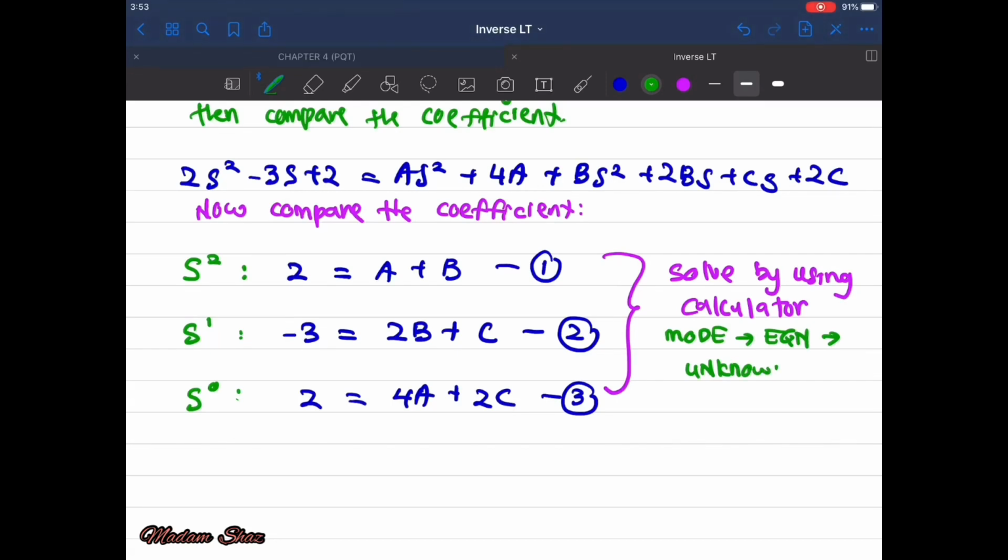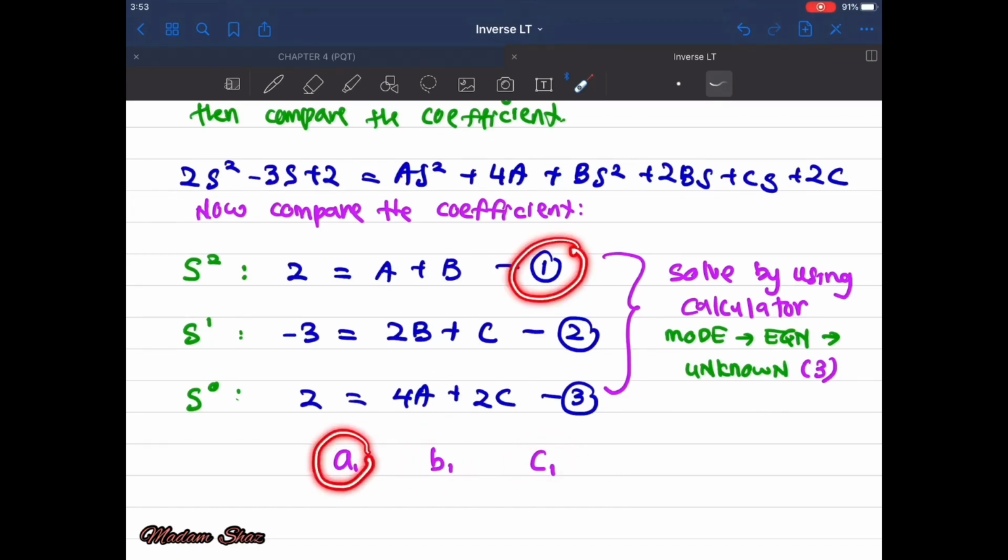unknown. So unknown means that you have how many variable or how many constant that you want to solve. So you have 3 constant, which is constant A, constant B, and constant C. So for the unknown here, we will choose 3 unknown. So the calculator will ask you to key in the value for the A1, B1, C1. So A1, B1, C1 refer for the first equation.